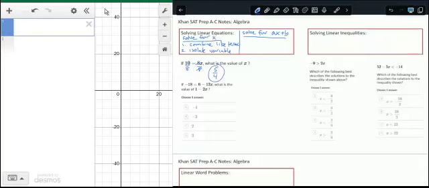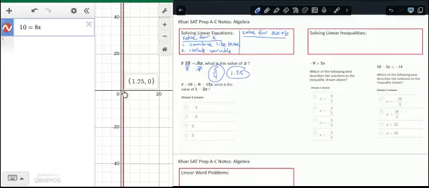You can also use Desmos if it's in the calculator portion. If you type in 10 equals 8x, you can just scroll here. You see your answer is 1.25, which is just the decimal equivalent of that.